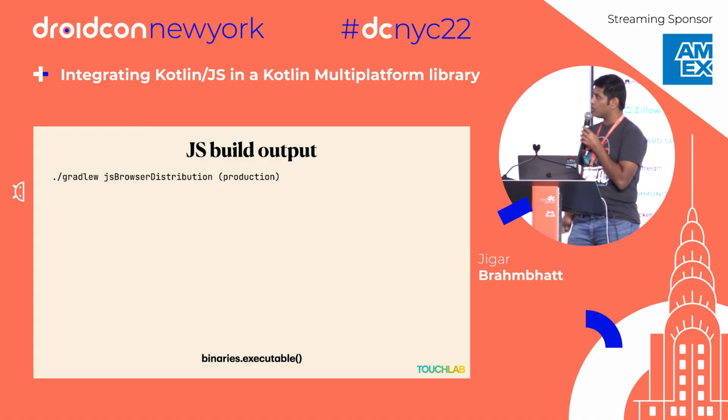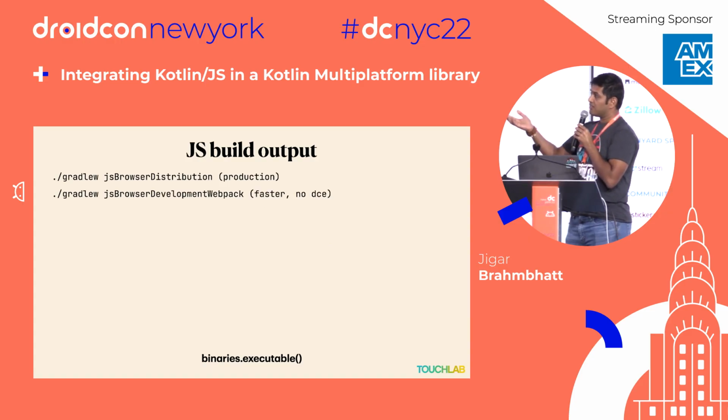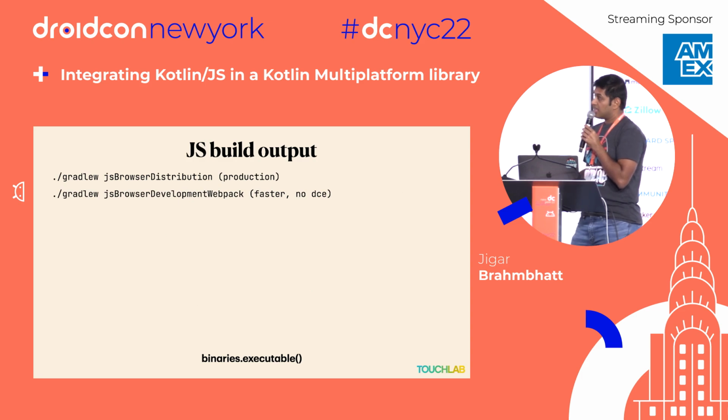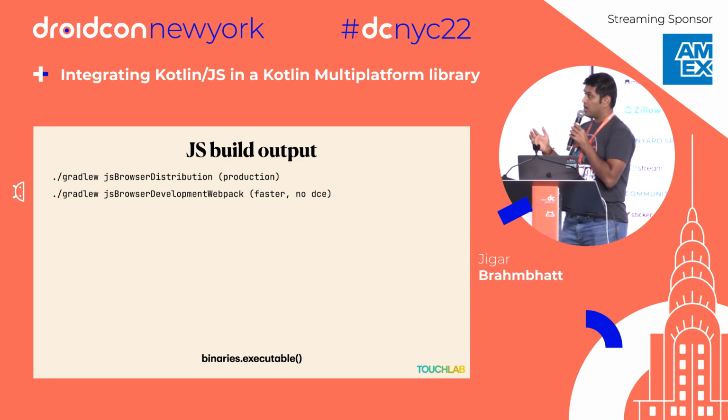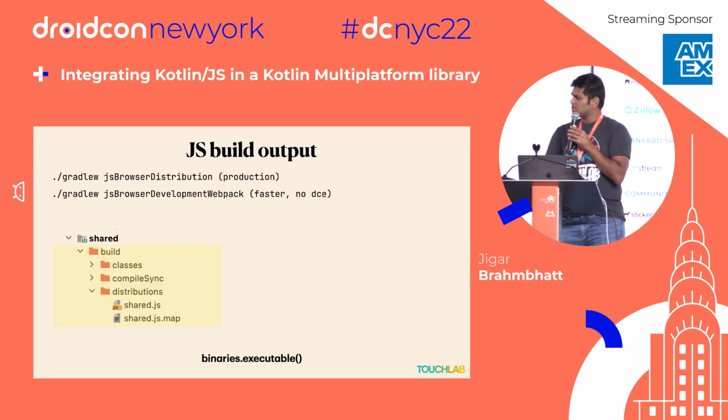If you look at the output, you will have a distributions folder in the build folder of your module, and you will have a shared.js and a shared.js.map file. The map file is basically useful for debugging. It contains all the references of your code, so debugging is pretty easy. It doesn't work all the time very well, but it's definitely a good starting point.